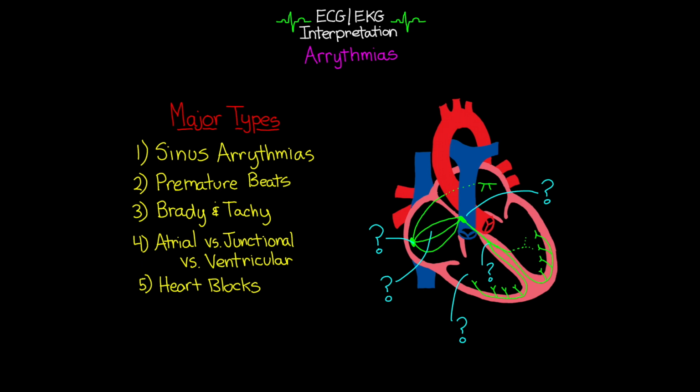And so finally, the last type of arrhythmias that you guys are going to see are what are called our heart blocks. And in fact, our next lesson is going to be a dedicated video just to those heart blocks. But I did want to list them out here as they are categorized as one of the major types.